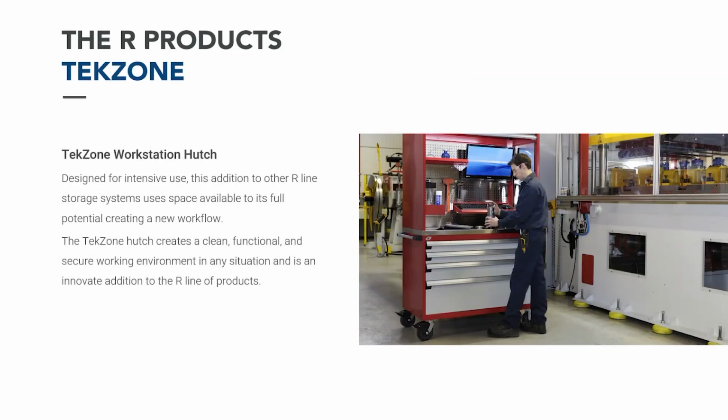R is also expanded in the TechZone workstation hutch. This is a really incredible product. It's designed for intense use, and it makes it so that space can be used to its full potential. It creates a clean, functional, secure environment. You could just pull down the door and walk away. But past that, and not quite seen in the picture, the back of it is actually quite impressive. You've got 4 large 12-inch knockout panels, multiple 2-inch knockout spaces for wiring, data, anything you can think of. It's a great R addition.